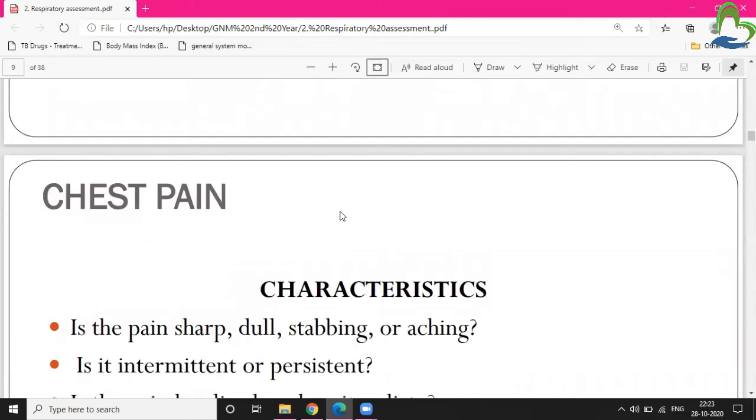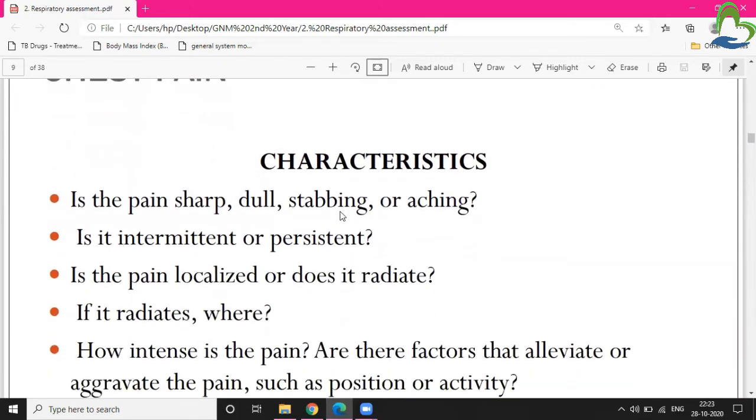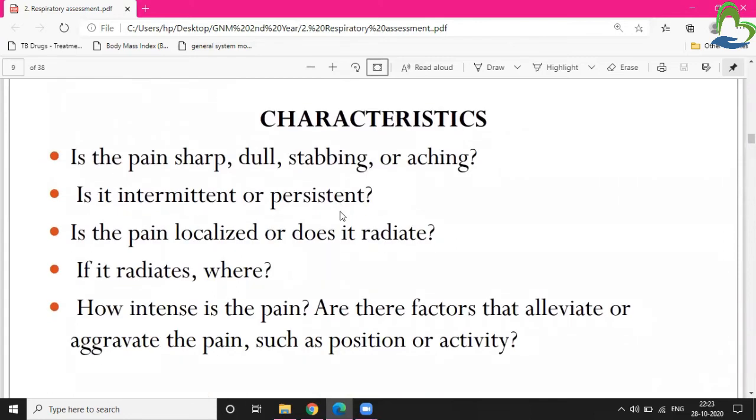Now about the chest pain. If we see the characteristics of chest pain: is the pain sharp, dull, stabbing or etching? Is it intermittent or persistent? Is the pain localized, or is it radiating towards other parts of the body? If it is radiating, where is the pain radiating?